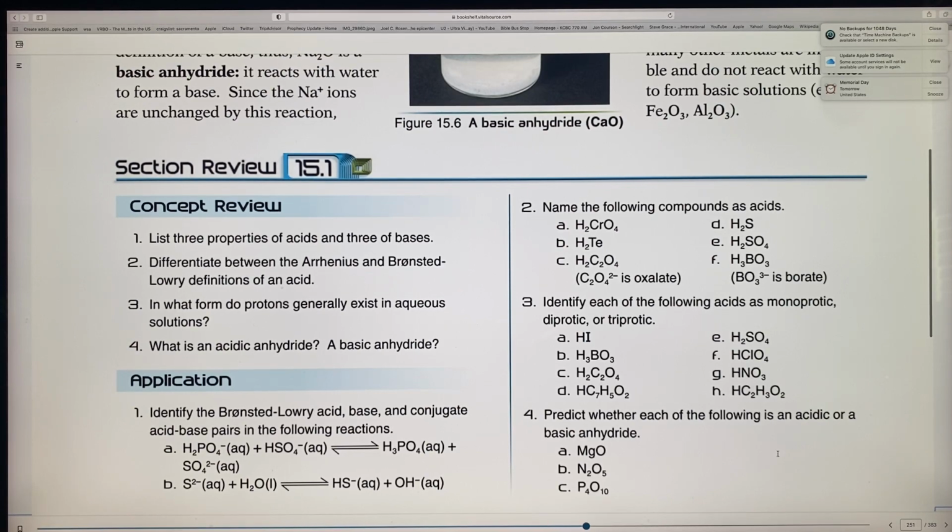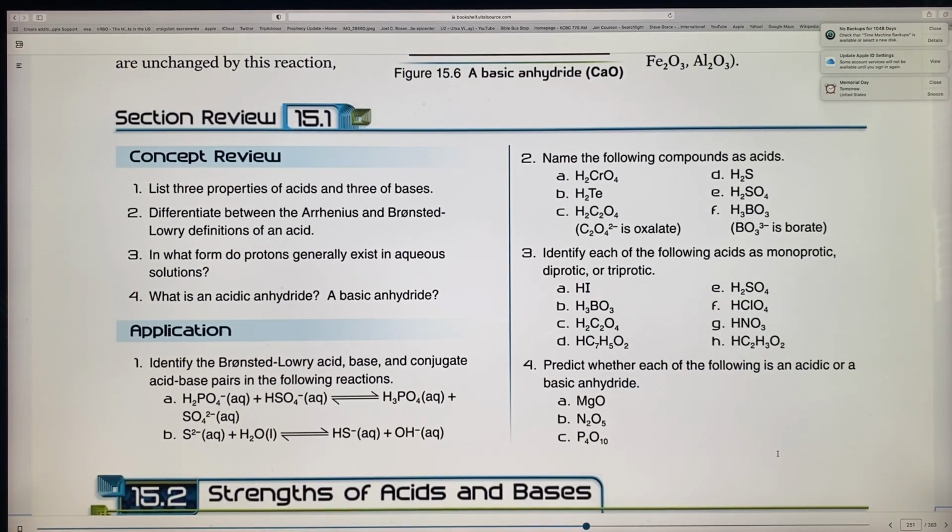So let's go on to number 3. Number 3 is identify each of the following acids as monoprotic, diprotic, or triprotic. This is an easy one because we look at the hydrogen, right, the first. This would be mono, because it's only one. This would be tri, because there's 3. This would be di, because there's 2. This would be mono, because there's 1. This would be di, this would be mono, this would be mono. Although it has another hydrogen here, you always look at this first hydrogen.